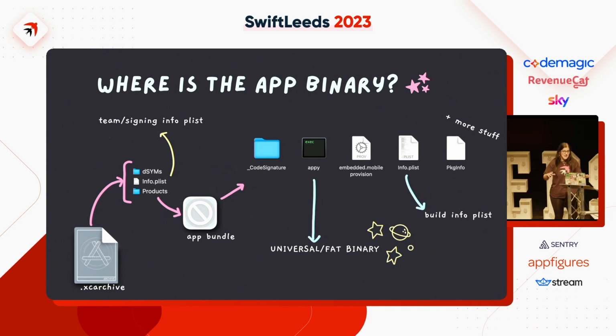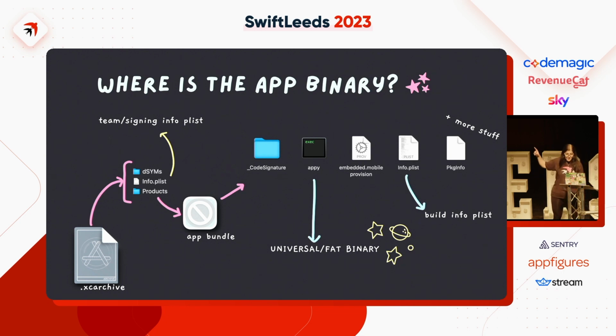So if you take the IPA or the XCArchive, and you unzip it and manage to look inside, way easier with the XCArchive, but it's done trivially with an IPA as well, you're going to find a bunch of things. You're going to find the dynamic symbols, which are needed for debugging your crashes. You're going to find the Info.plist with a bunch of team and signing info, and then you're going to find products.